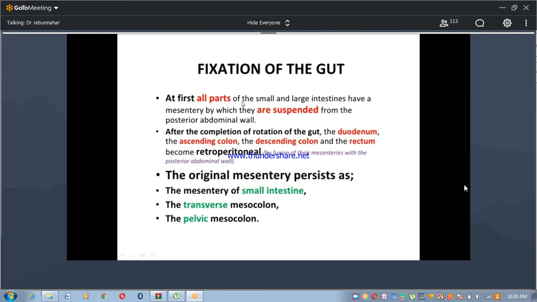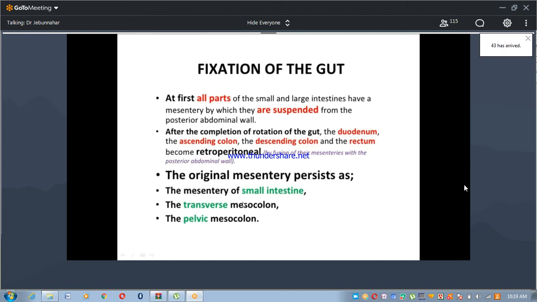Then fixation of the gut. At first, all parts of the small and large intestines have a mesentery by which they are suspended from the posterior abdominal wall. After the completion of the rotation of the gut, the duodenum, ascending colon, descending colon, and the rectum become retroperitoneal as they get fused to the posterior abdominal wall with these mesenteries. So these structures are retroperitoneal due to the fusion of their mesenteries with the posterior abdominal wall.